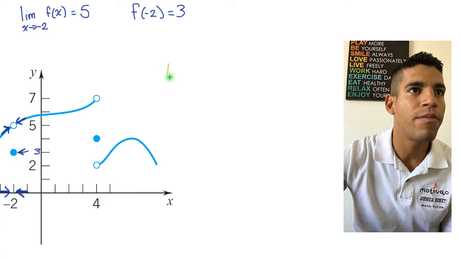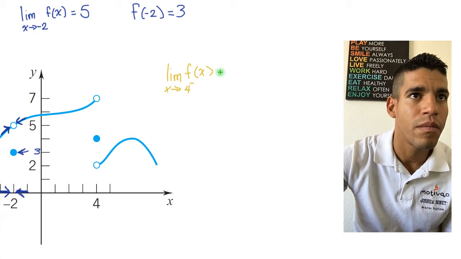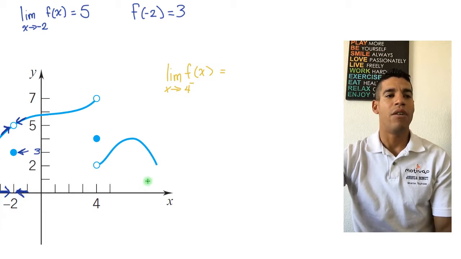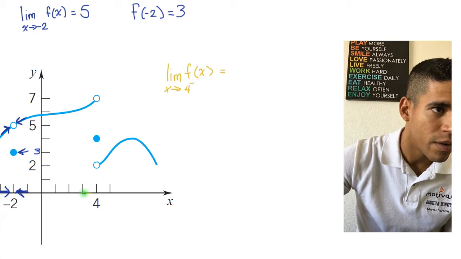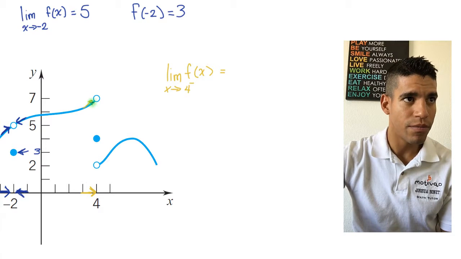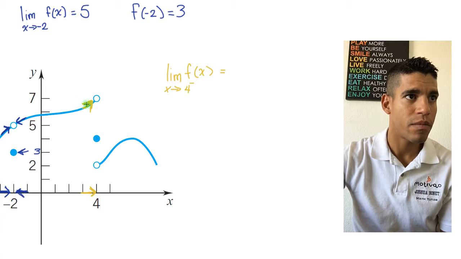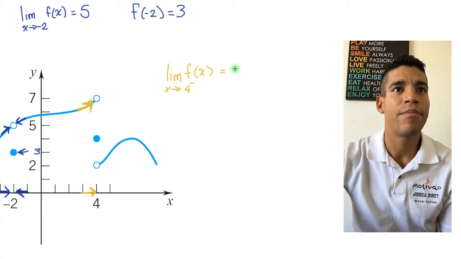So the limit when x approaches 4 from the left of my function. Now, let's approach 4 from the left. So when x approaches 4 from the left, I'm coming from the left here. Notice that my function is approaching this value. That's an arrow. Okay? So that value is 7.